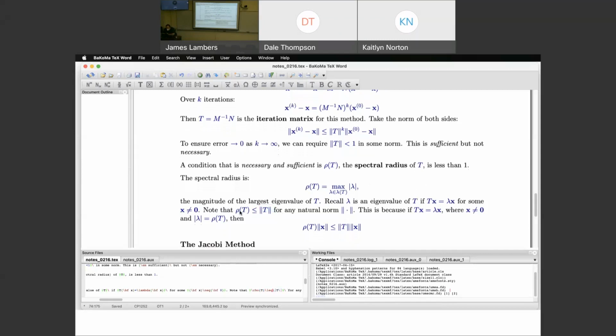And to show you why this is true, suppose you have Tx equals lambda x. And let's suppose that lambda is the largest eigenvalue of T. So the magnitude of lambda is equal to the spectral radius. So if I take the norms of both sides, then the norm of this side is the spectral radius times the norm of x. The norm of this side is the norm of Tx, but that is less than or equal to the norm of T times the norm of x. Cancel the norm of x, and you get the norm of T is greater than or equal to the spectral radius of T.